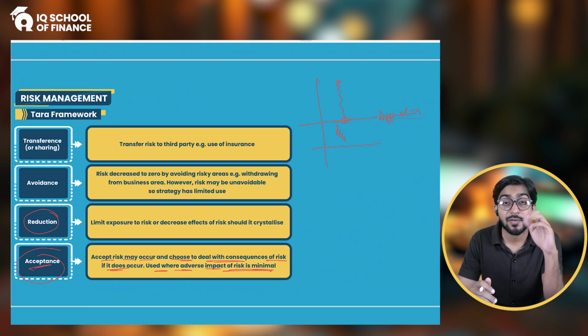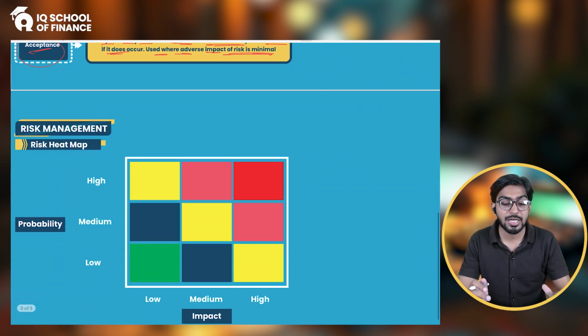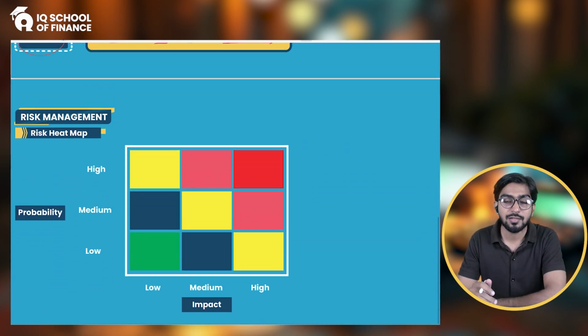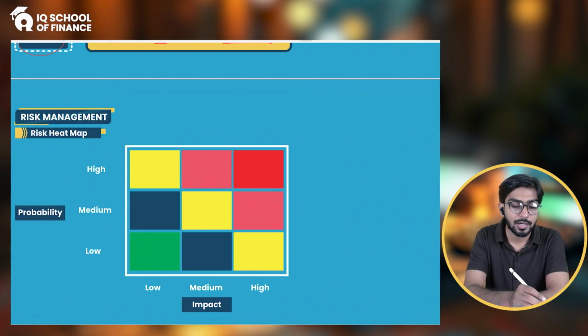So this is how the TARA framework works, right? I hope that it is clear. And if it is clear, now let's move forward towards the heat map. The heat map is very, very simple, right? Let me just make things easy for you.